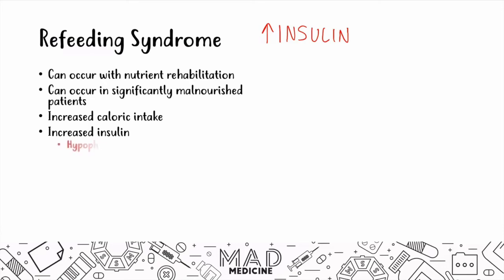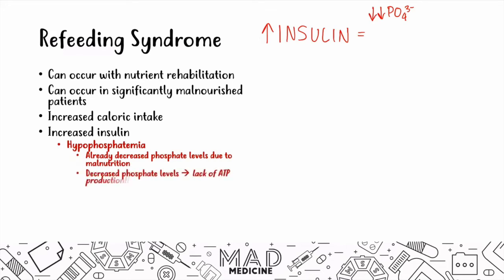When they produce insulin, they're going to become hypophosphatemic. So insulin is going to lead to a decrease in their phosphate level. Phosphate stores are going to go down. Now, their phosphate stores are already depleted because they're malnourished. Now, you are giving them insulin, they're going to become even more depleted in phosphate, okay? So that's going to be double.